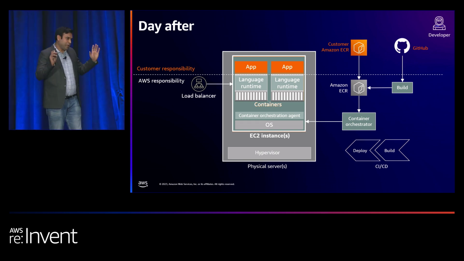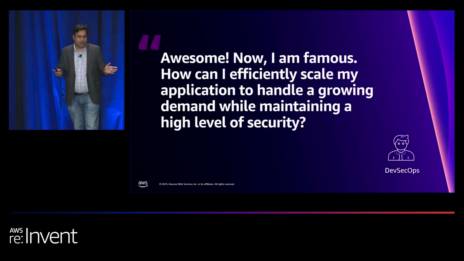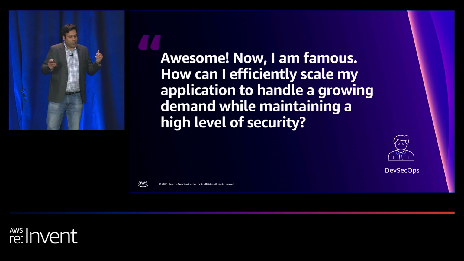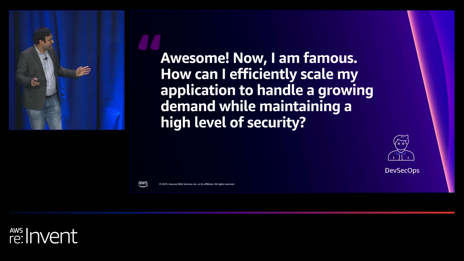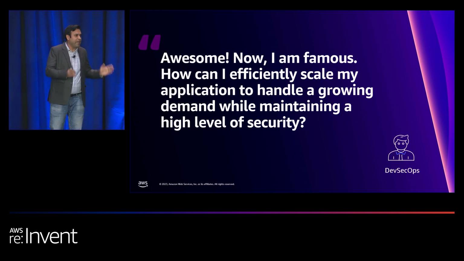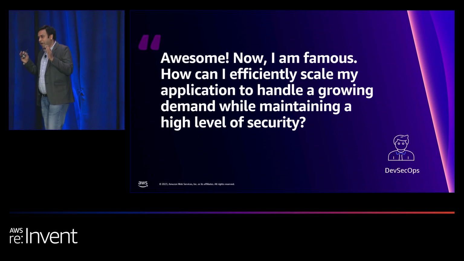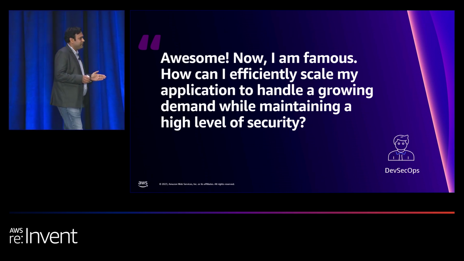So now we talked about developer. What about other persona, right? So you saw the 2B architecture using App Runner. So awesome. My application is famous. Now I don't have to worry about underlying infrastructure. Now my application is very famous because I'm able to deploy my application very fast.